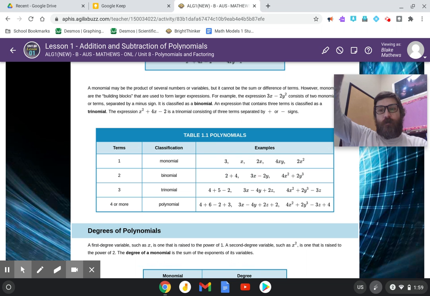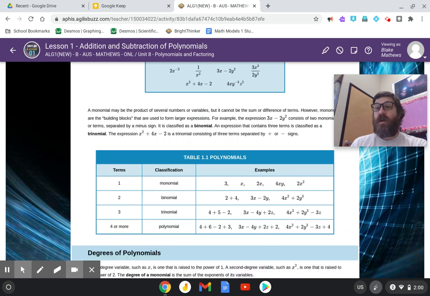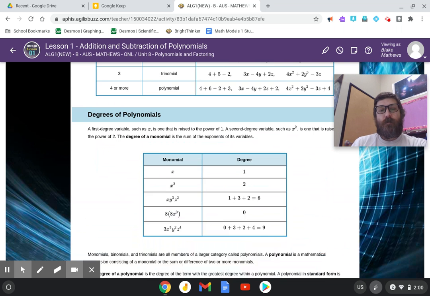And as we go up, we get 3 terms, and then we get 4 terms. And then we can continue going. 4 or more is going to be a polynomial. So this information about the number of terms, you need to know that. Monomial means 1. Polynomial means 4 or more. Trinomial is 3, and so on. Now, so that's kind of one big concept, what a term is, and then what monomial, binomial, trinomial, polynomial mean.